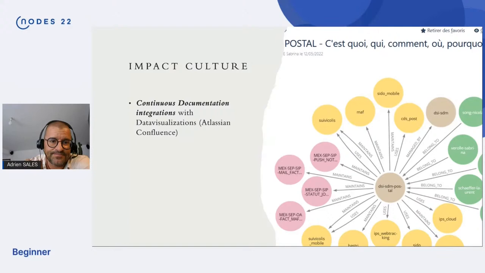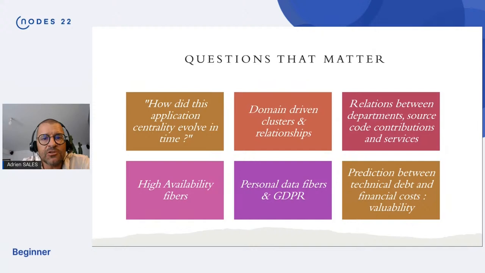What are the great questions, the biggest questions that matter? One of them is how did application centrality evolve in time? Sometimes you have little third-party projects that appear, and 2 years later, it becomes very central and business critical. Thanks to Git and Neo4j, we can see how this application centrality is moving. At the beginning, it was peripheral, but then 2 years later, it's the center of the graph. So this is centrality. It's a very important metric.